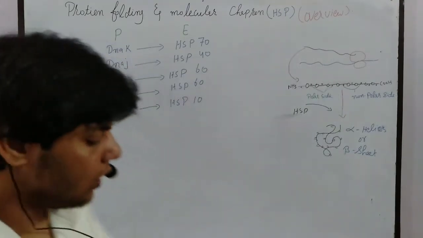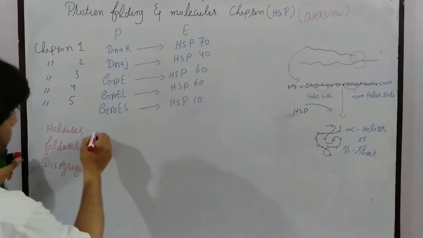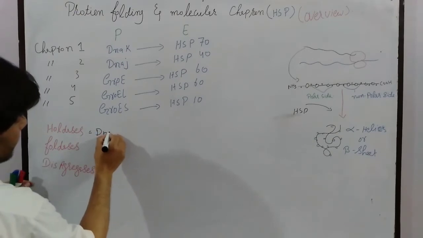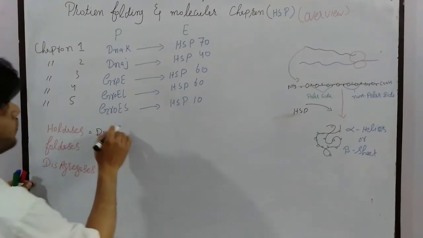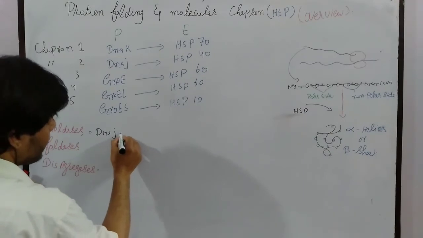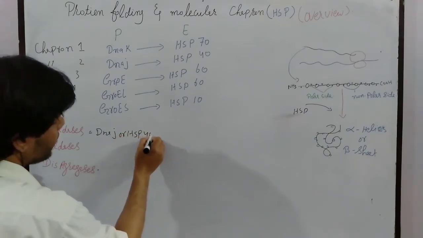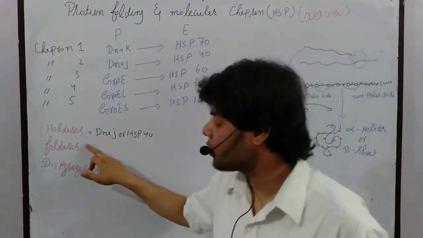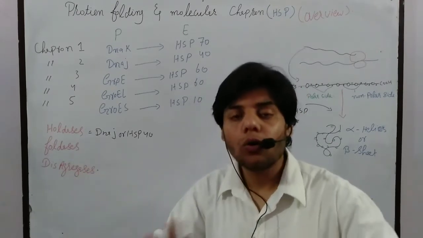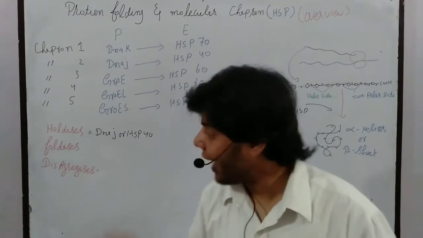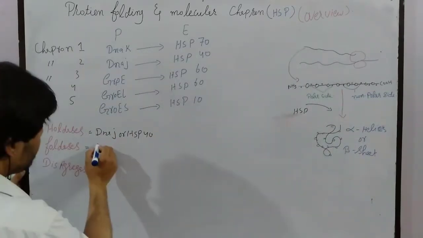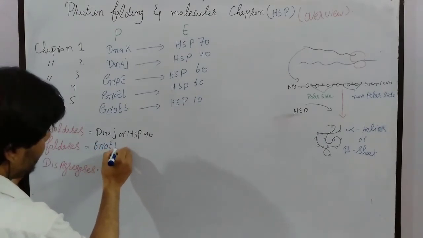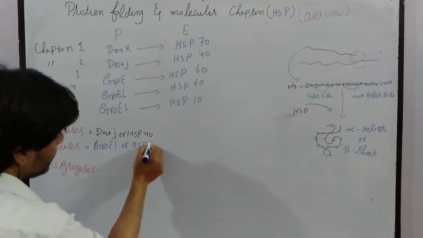So in Holdases, the example is DNA J in prokaryotes, while in eukaryotes we have HSP40. Okay, then we have foldases. Foldases, as the name indicates, are those molecular chaperones which are responsible to make the protein into a folded form. And in this case we have the example GroEL or HSP60.